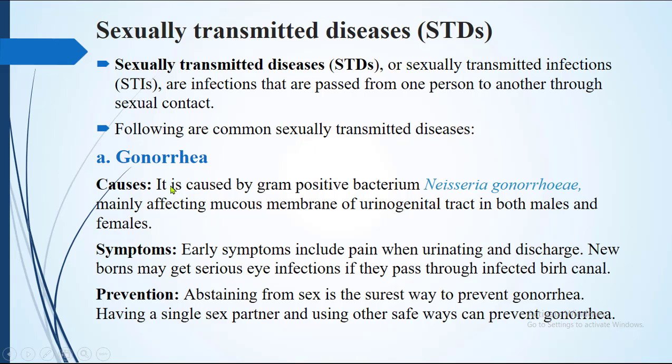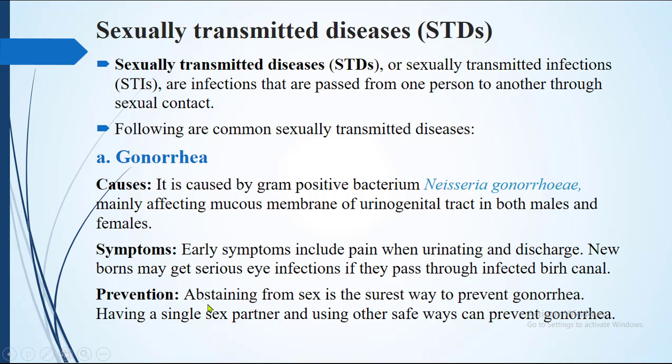It is caused by a gram-negative bacterium known as Neisseria gonorrhoeae, mainly affecting mucous membranes of the urinogenital tract in both males and females. Early symptoms include pain when urinating or discharge. Newborns may get serious eye infections if they pass through the infected birth canal.